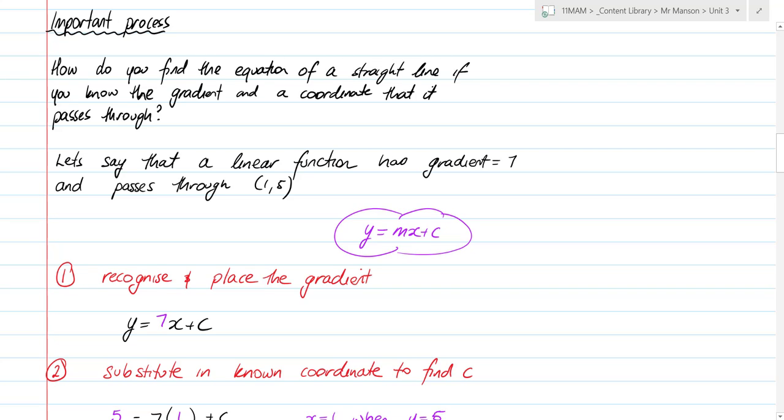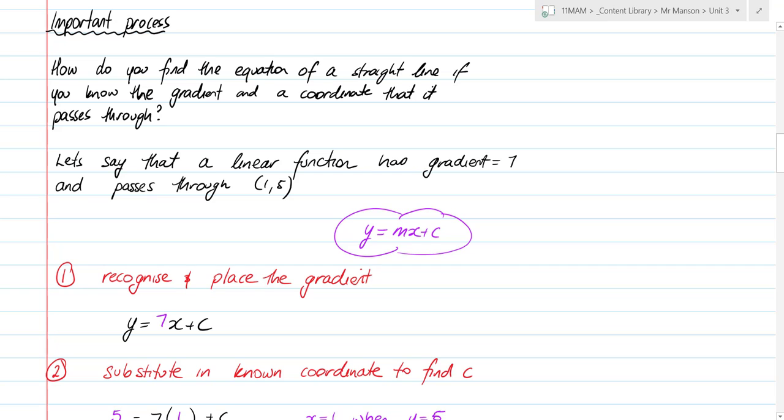Let's say that a linear function has a gradient of 7 and it passes through point (1, 5). I've just made those up. If you want to practice this, you can just make stuff up. It works. If I have that information, step 1 is to recognise that we know the gradient. So in our standard linear form, y equals mx plus c, we can just take the m out and put 7 in. That's the first thing. We know that for sure. We just need to find our c value.